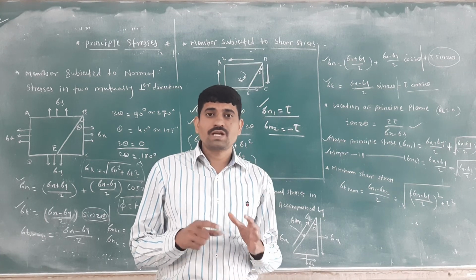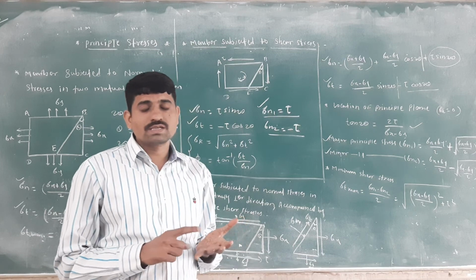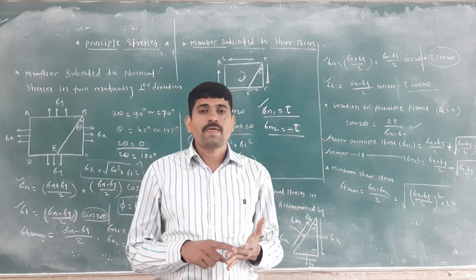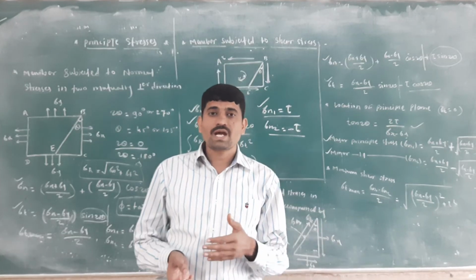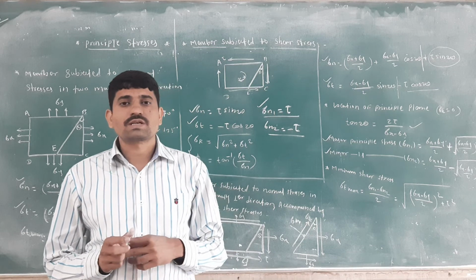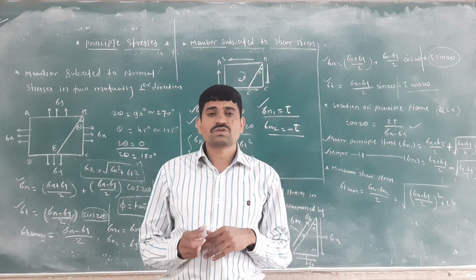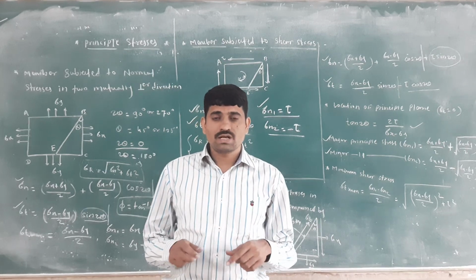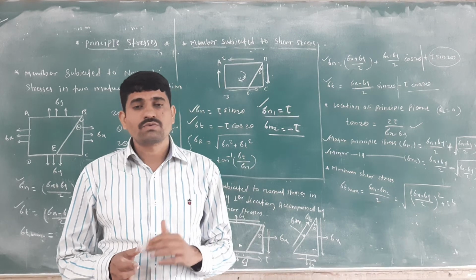With the help of that circle, you can calculate the values of sigma n, sigma t, and sigma r, as well as sigma n1, sigma n2, sigma t max, tau max. All these values you can calculate with the help of the Mohr circle, as well as analytically. In the next lecture we will see how to draw the Mohr circle for the given condition. Today we will stop here.